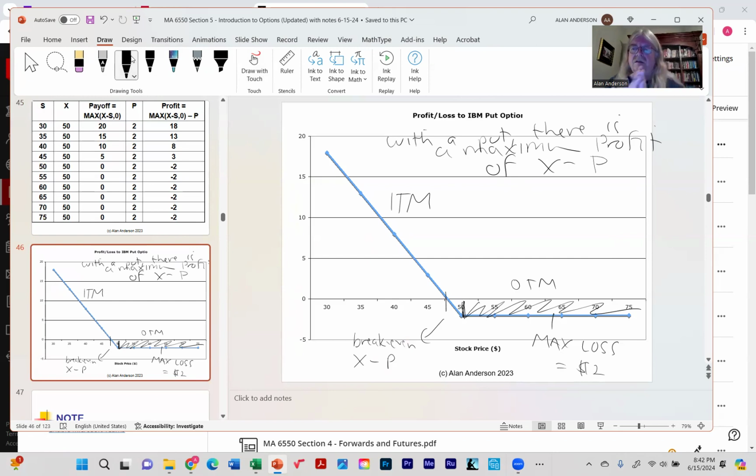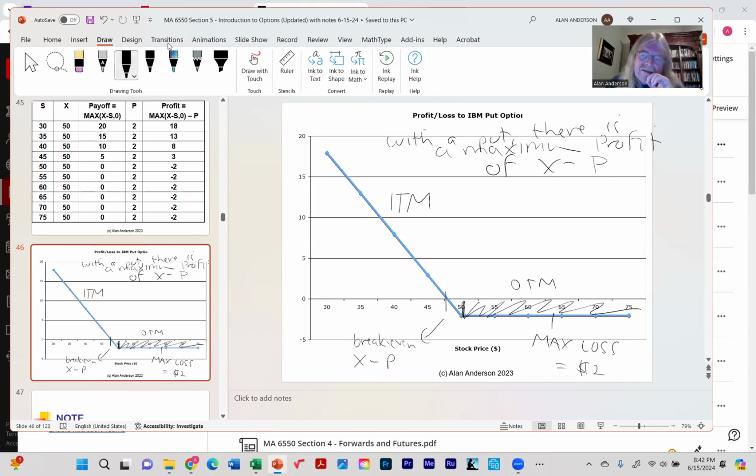With the put, the price can't go below 0. So X minus P is actually the maximum profit. Okay. So other than that, the two are perfectly symmetrical with respect to each other. And that is really the only real difference between them.